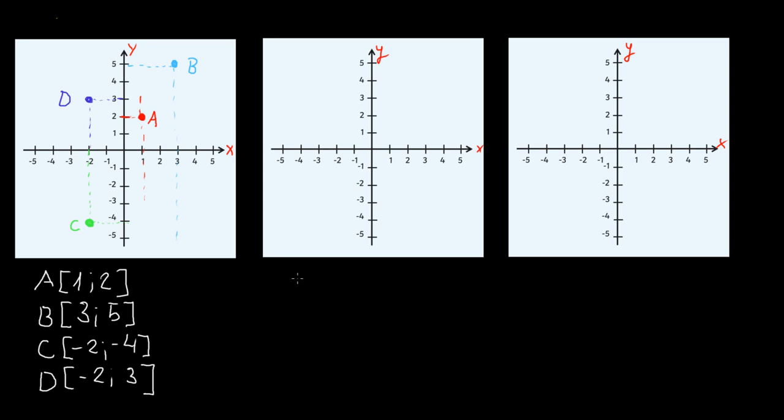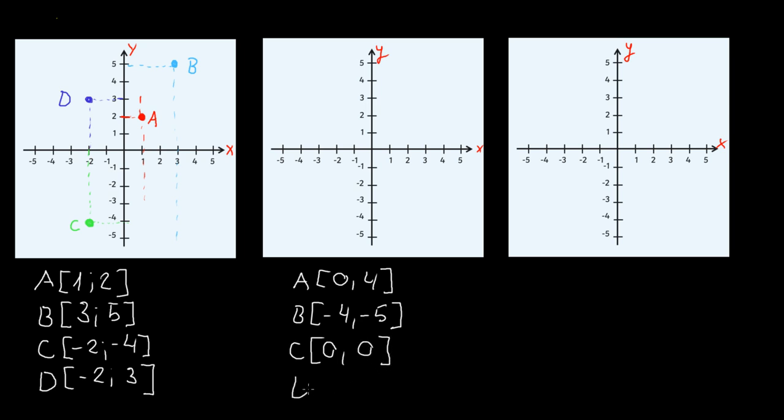For example, A, I'll choose 0, 4. B, which I will go with -4, -5. C, which I will choose 0, 0. And D, which we will go with -5 and 1.